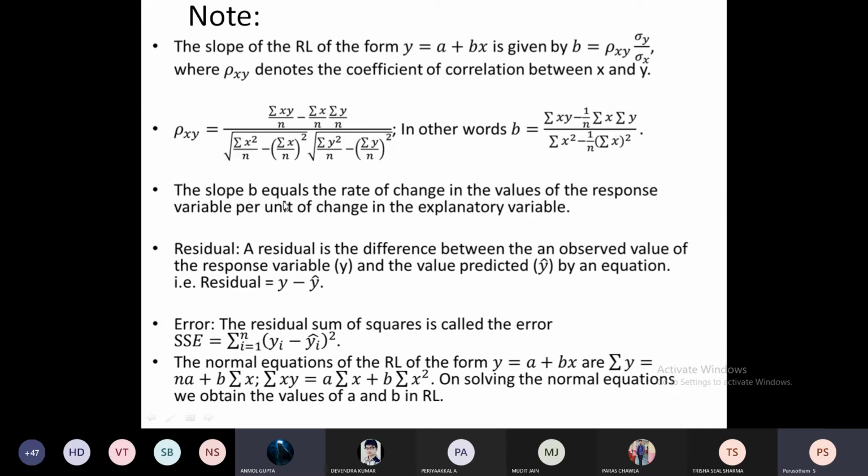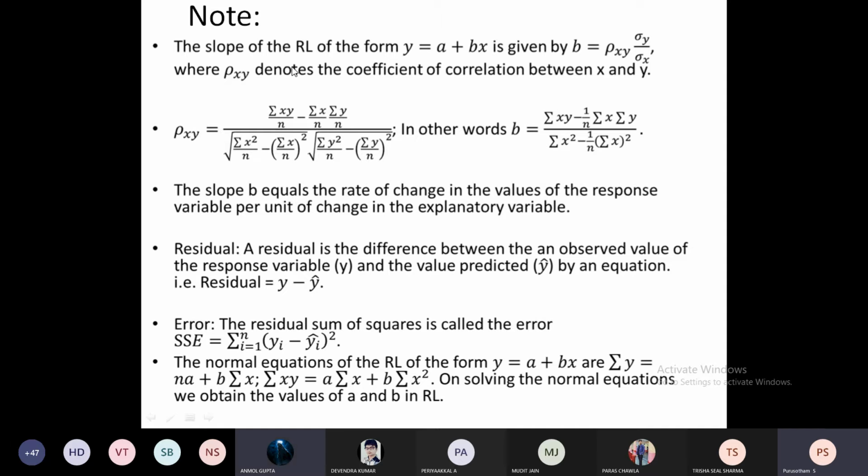So the slope is generally equal to the rate of change in the values of the response variable. What does the slope represent in physical significance? The rate of change in the values of the response variable. That's what we used to write in dy by dx form, m is equal to dy by dx. So here also it is of the form y equals mx plus c, or y equals a plus bx, and hence m can be expressed in terms of the rate of change of the response variable.